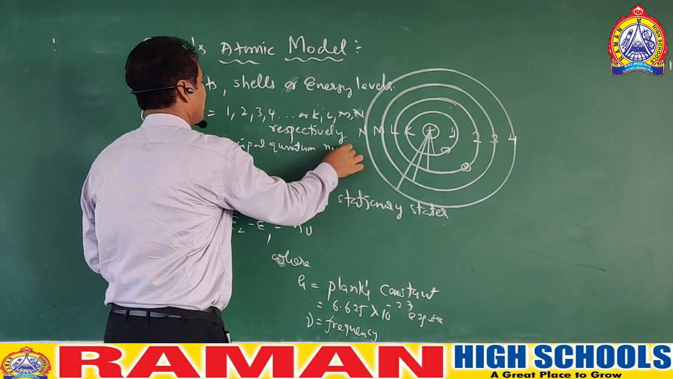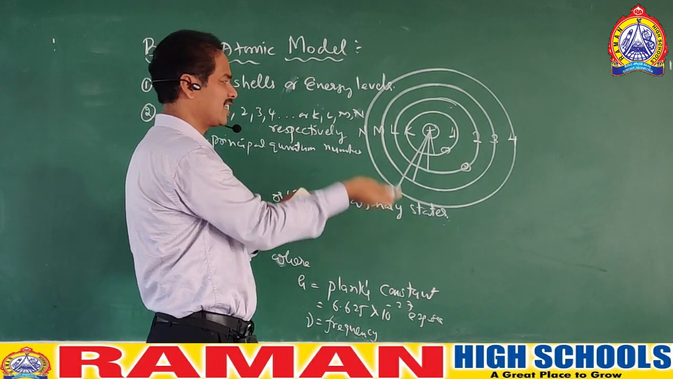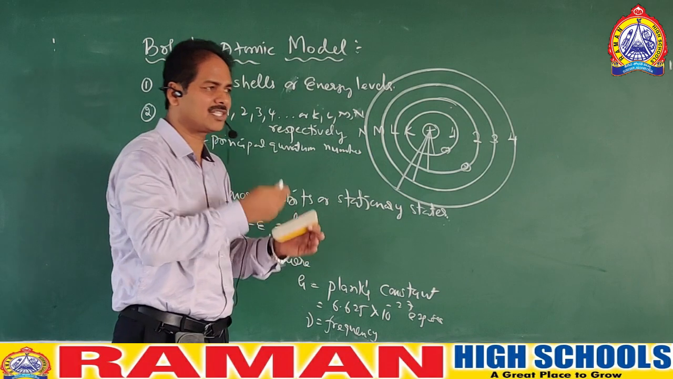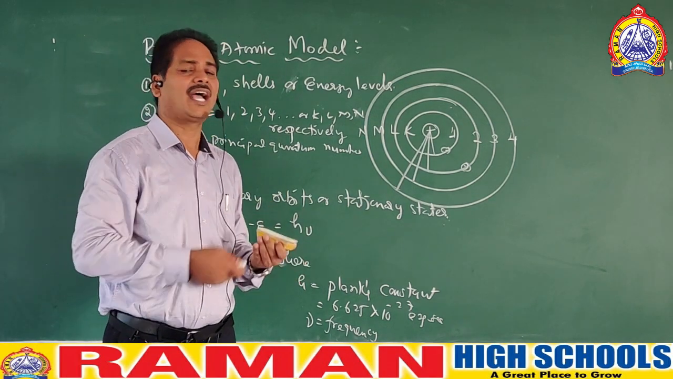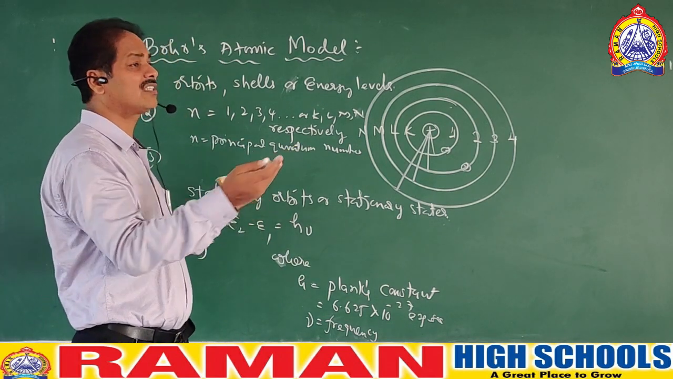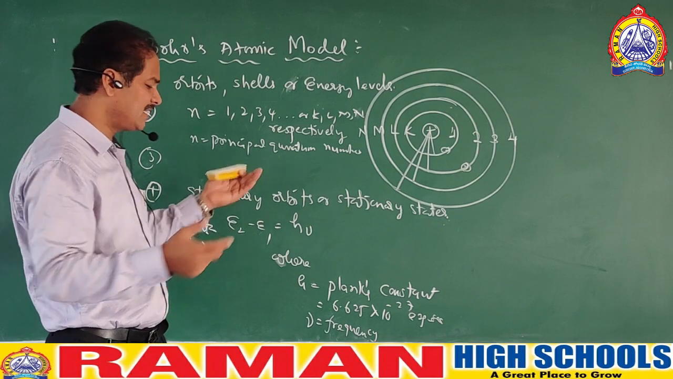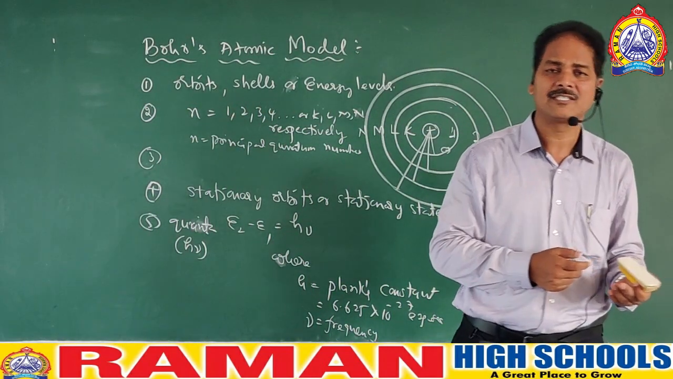And this n is called 1, 2, 3, 4. 1 is the first orbit, 2 is the second orbit, 3 is the third orbit, and so on. As the number of orbits increases, the size of the orbits increases. As the size of the orbits increases, the energy associated with the orbits increases. So the farther the orbit, the more the energy. And these orbits neither lose energy nor gain energy, so they are called stationary orbits.